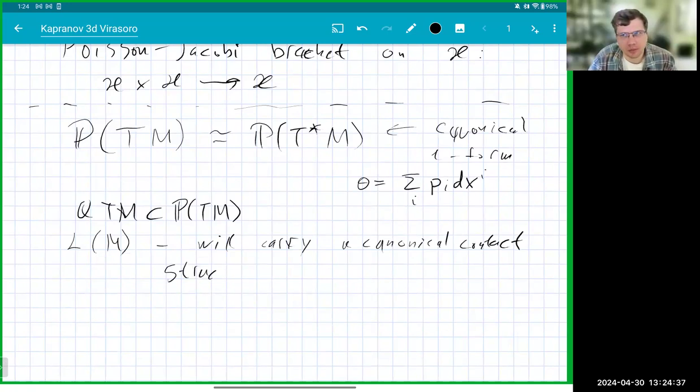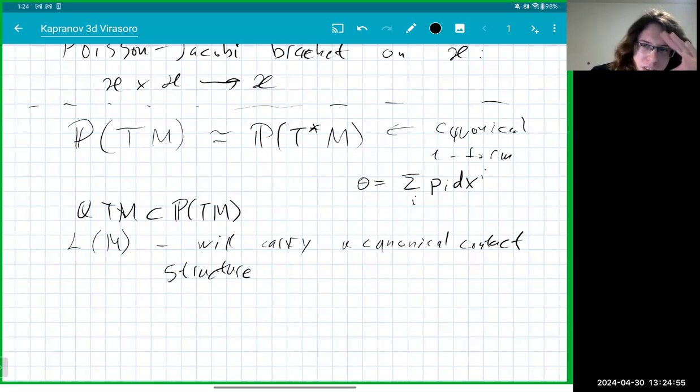So PTM, this is the... isn't this like the old statement that a classical stress energy tensor is a projective connection on TM? Sorry, could you repeat? There's this old statement that a stress energy tensor in 2D CFT, at least classically, is a projective connection. Is it somehow related to what you're going to say? Let me think. Yeah, I don't know yet.